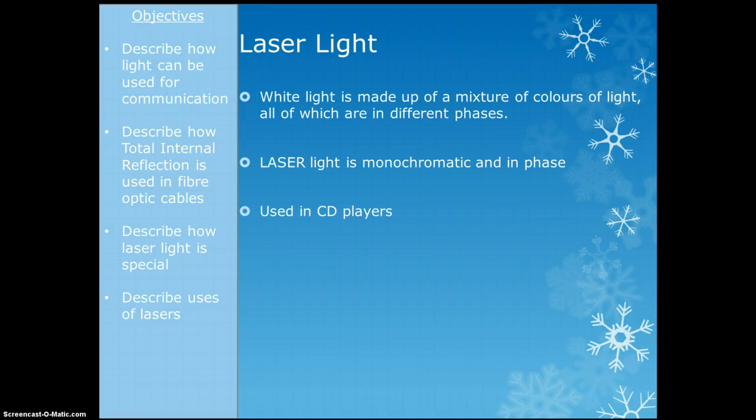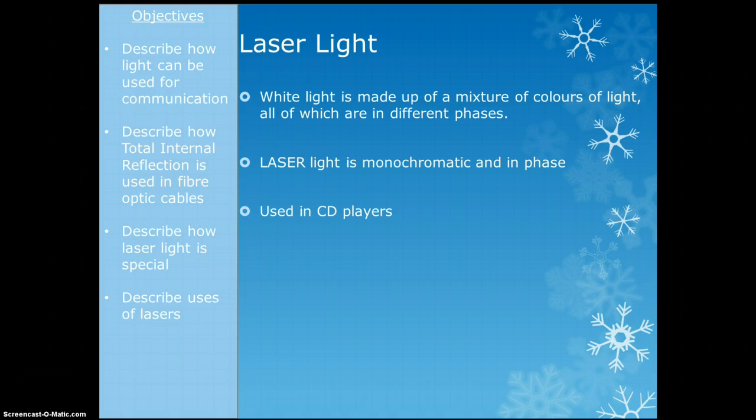Okay, we mentioned lasers at the beginning, or I went off on one about how to spell them. Laser light is really special because white light, like the light that we get from the light bulbs or even from the sun, is a mixture of colours. It's got all the different colours and they're all in different phases. So the waves that come are all at different points in their cycle.